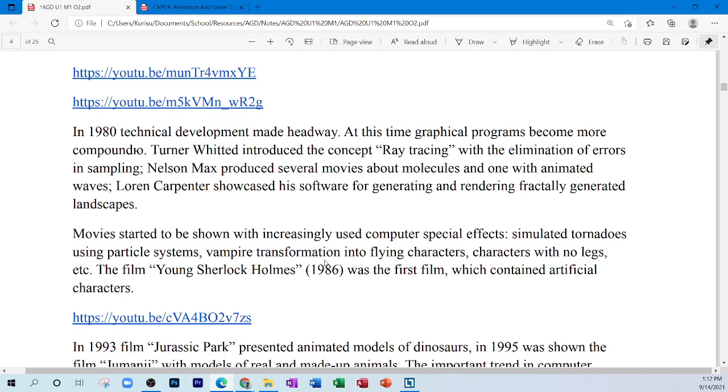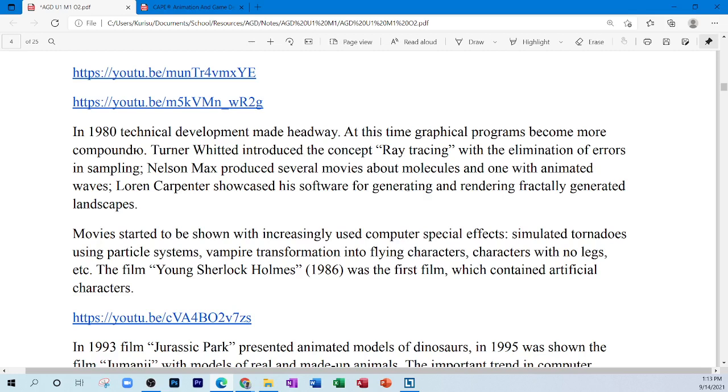In the 1980s, technical development made headway. At this time, graphical programs became more complex. Turner Whitted introduced the concept of ray tracing with the elimination of errors in sampling. Nelson Max produced several movies about molecules and one with animated waves. Loren Carpenter showcased his software for generating and rendering fractally generated landscapes.